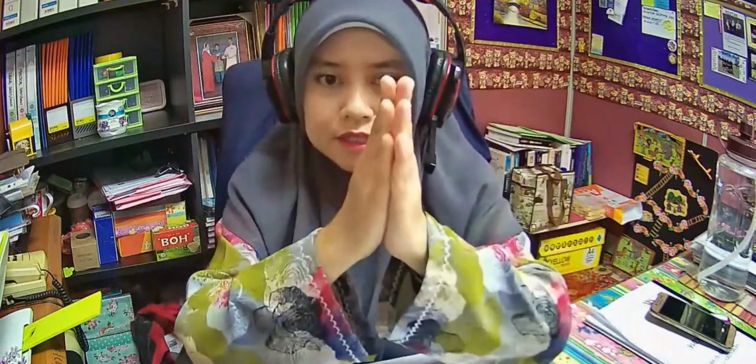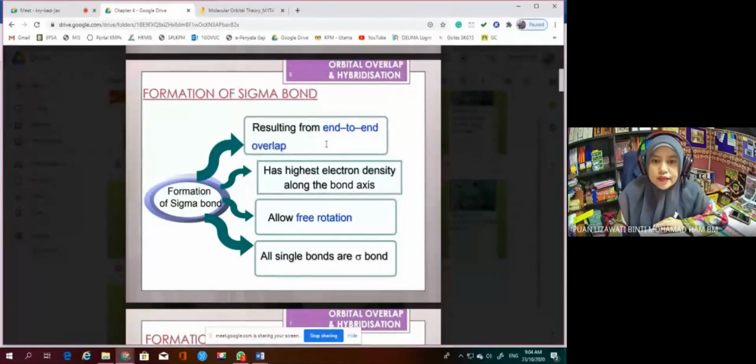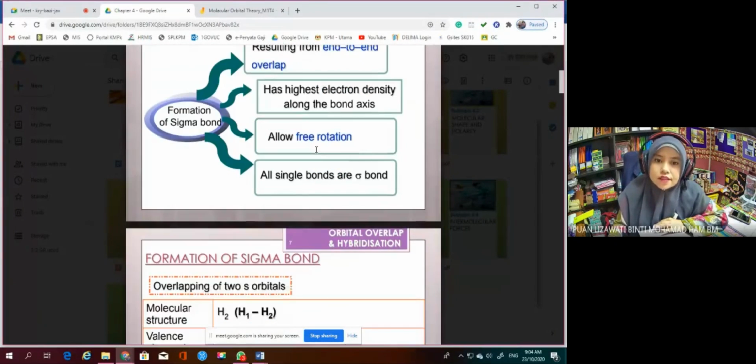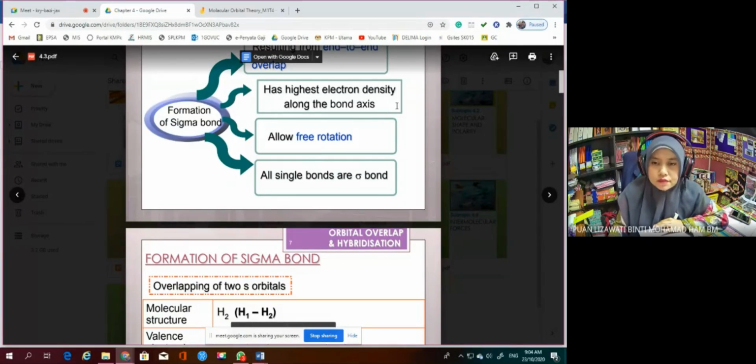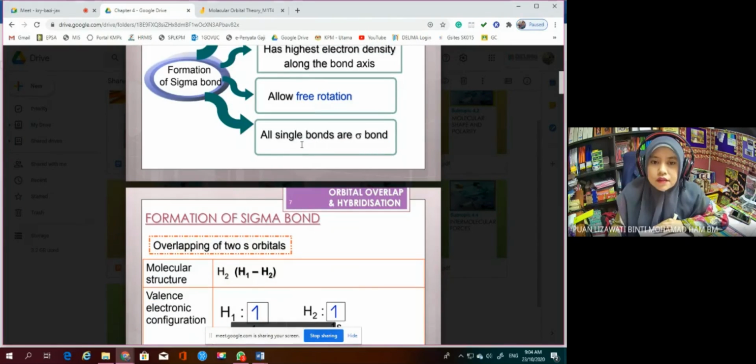But for pi bond, it is side to side. Side to side means palm to palm. So it will form pi bond. Sigma bond, resulting from end-to-end overlap, usually involves px with px orbital. It has the highest electron density along the bond axis, and the bond axis here refers to px. So the bond formed can be freely rotated, it is easy to rotate. All single bonds consist of sigma bond.